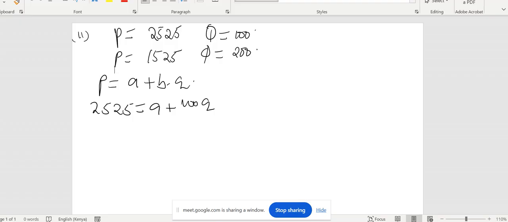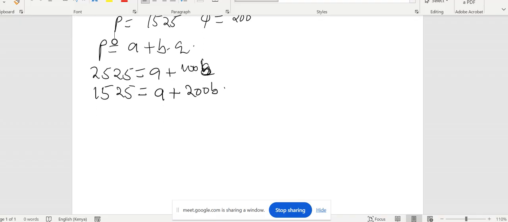Oh, Q is our 100B here. Then the other one is 15. 25 is equal to A plus 200 what? B. So you can subtract. This is 0, plus this is negative 100B. When you do this, comes to how much?